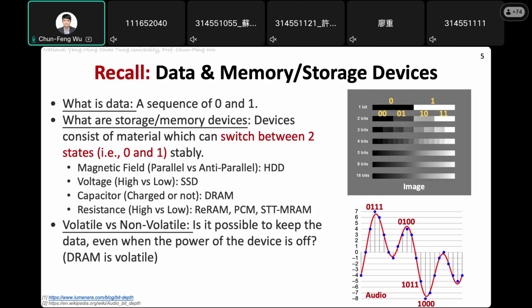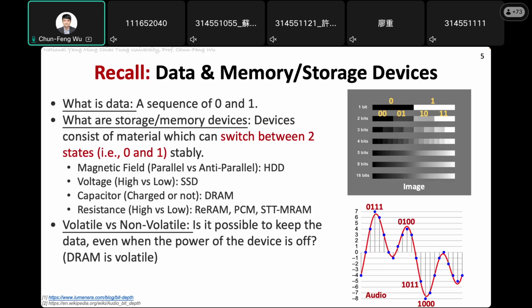Okay, we also talk about the non-volatility part. The key thing is whether it is possible to keep the data even when we power off the device. DRAM and SSD are different, because for DRAM, when you power off your system and there is no power to the DRAM, the data will get lost. So it is volatile. And SSD, on the other hand, if you don't give it power, the data will still be stored in there. So this is why we need storage devices, because storage devices in most cases are non-volatile.